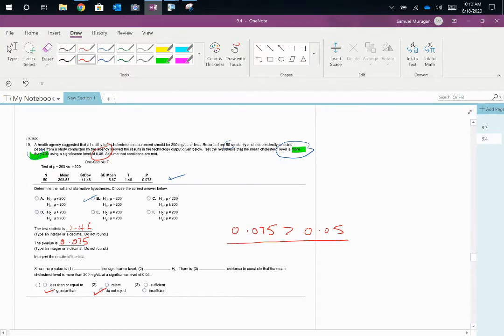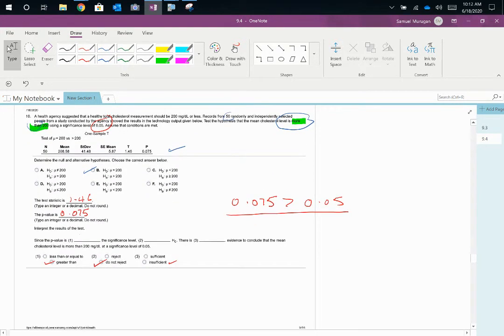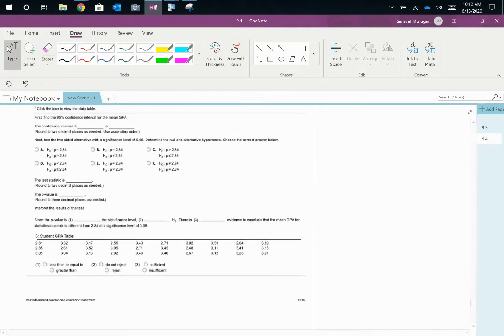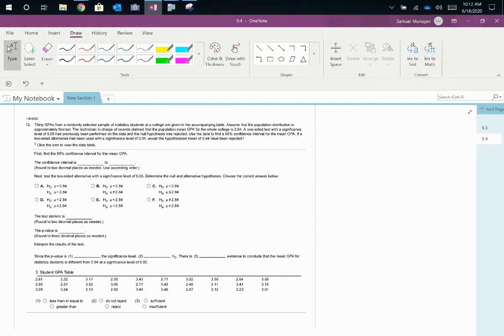There is insufficient evidence. We don't reject the null hypothesis. We keep the null hypothesis. In other words, there's insufficient evidence that the mean cholesterol level is more than 200 milligrams per deciliter at a significance level of 0.05. Very big, broad statement. All right, now we're actually going to compute stuff.